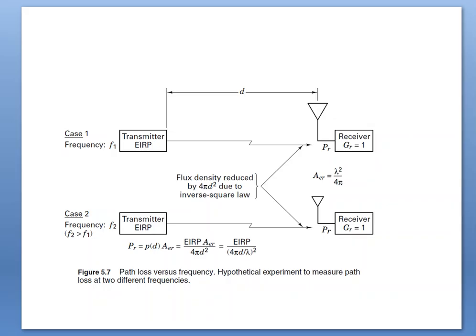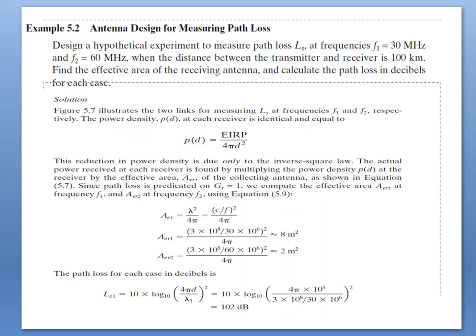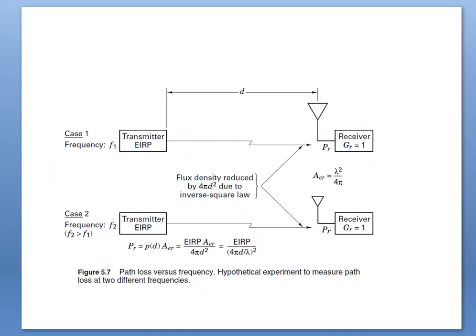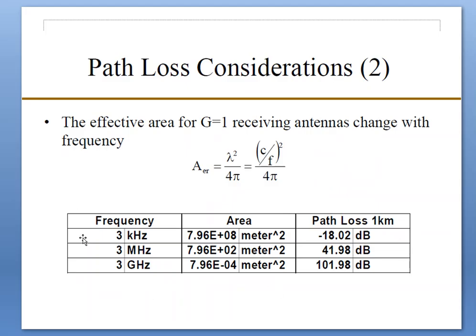And we observe that in the two cases there is some relation, that is f2 is greater than f1. For case number 2, we observe the path loss is equal to 108 dB. For case number 1, we observed the path loss is equal to 102 dB. That means if the frequency range increases, from 30 megahertz to 60 megahertz, proportionally the path loss increases. In case number 1 it is approximately 102 dB, but in case number 2 where the frequency f2 is greater than f1, the path loss increases to 108 dB. So that will be explained in this figure.